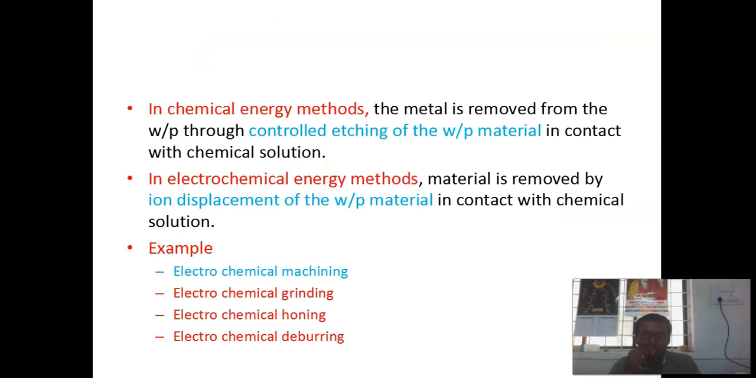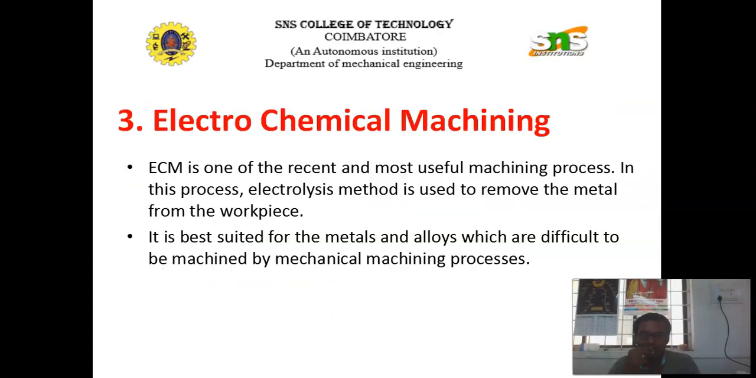In chemical energy methods, the metal is removed from the workpiece through controlled etching of the workpiece material in contact with the chemical solution. In electrochemical energy methods, material is removed by ion displacement of the workpiece material in contact with the chemical solution. Some examples of these methods are electrochemical machining, electrochemical grinding, electrochemical honing, and electrochemical deburring, etc. First, electrochemical machining.